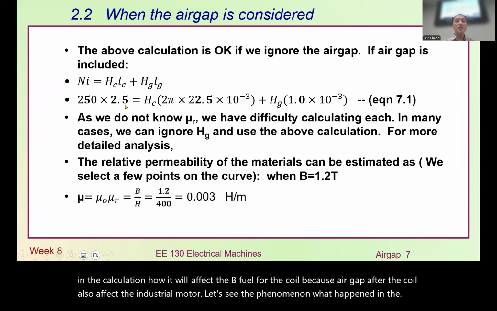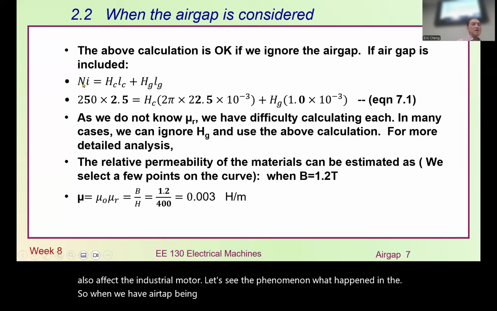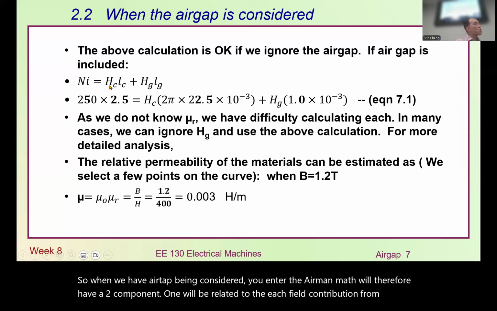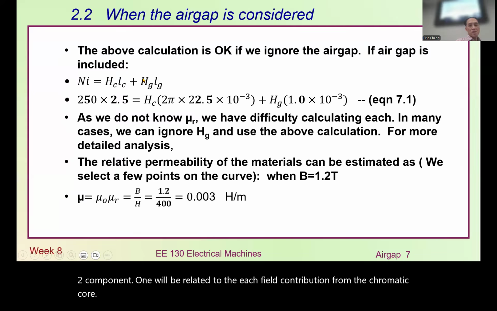When we have the air gap being considered, the MMF will therefore have two components. One will be related to the H field contribution from the magnetic core. One will be the contribution from the air gap.